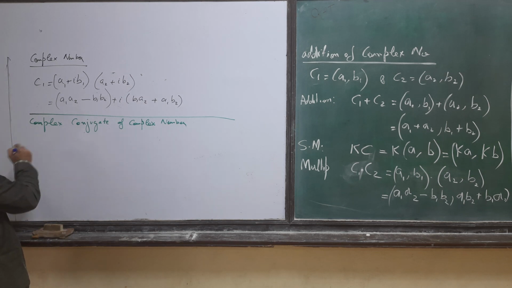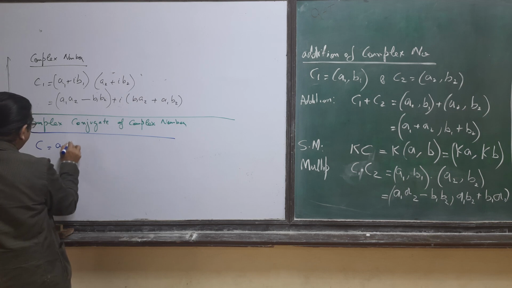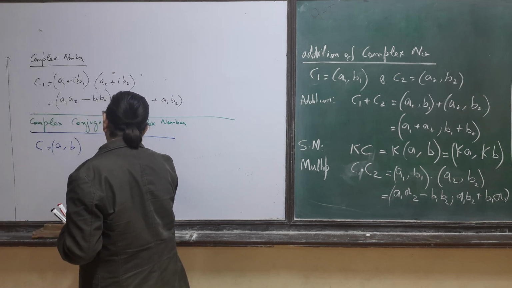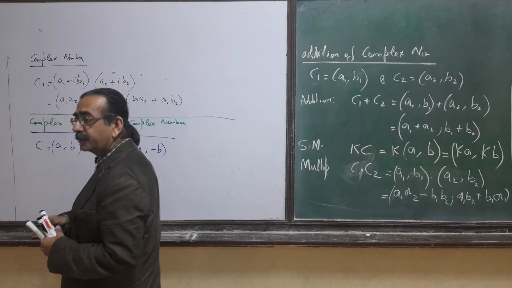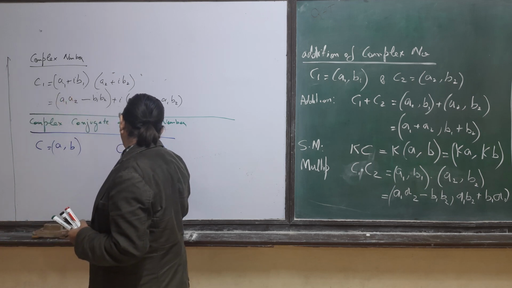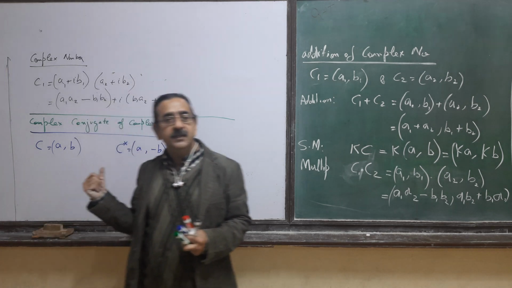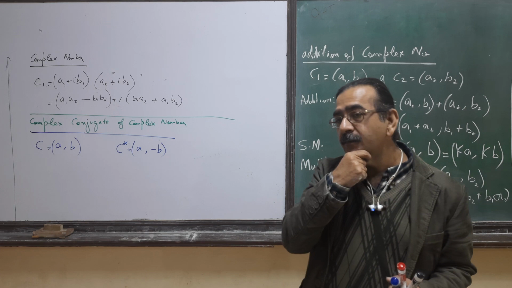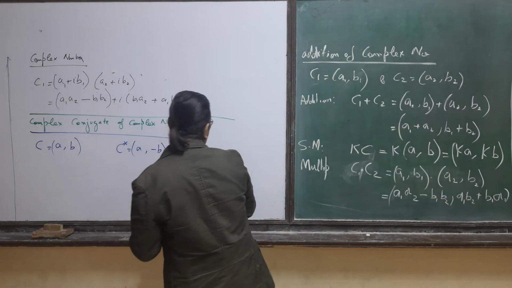What is the complex conjugate? If you have C equal to A plus iota B, and you take the complex conjugate, this will be A minus iota B. A and B are real numbers, I have already told you. So only the sign of B changes. This will be the complex conjugate. What is the physical significance of this?